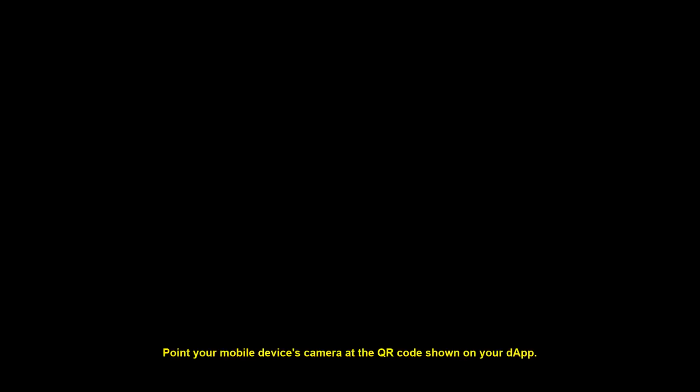Point your mobile device's camera at the QR code shown on your dApp. Once scanned, confirm the connection on your mobile wallet. The dApp will prompt you to approve the connection. Review the permissions requested by the dApp.